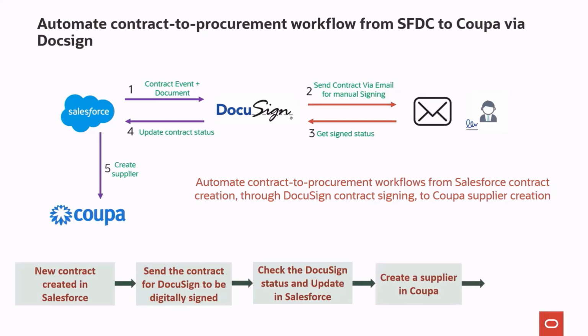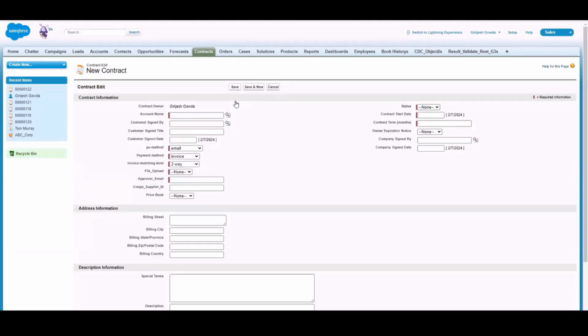The next one is, upon receiving the contract status that has been successful, Salesforce generates one more event and the OIC captures that event to create a supplier in COUPA. Once the supplier has been created in COUPA, COUPA responds back with a supplier ID, which is fed back to the Salesforce application. So let me create a new contract.